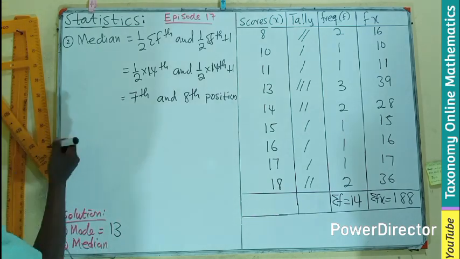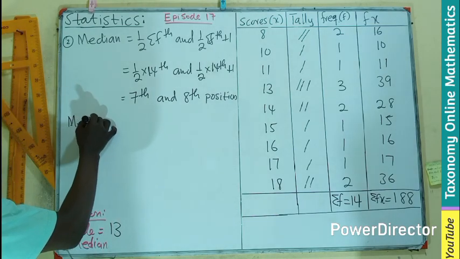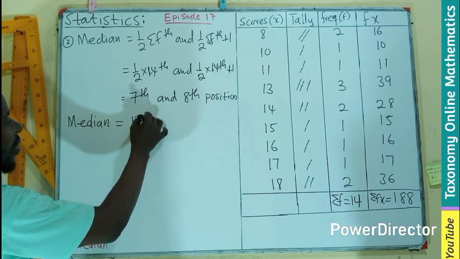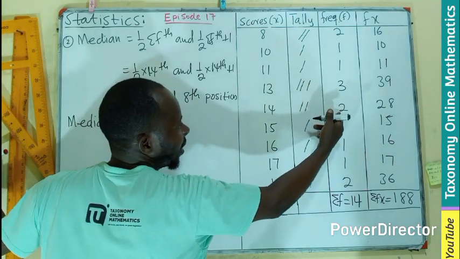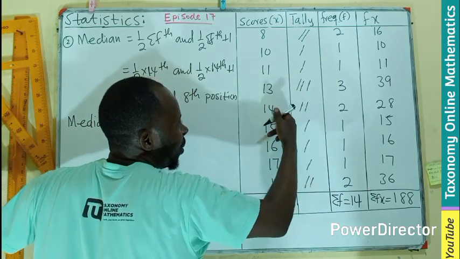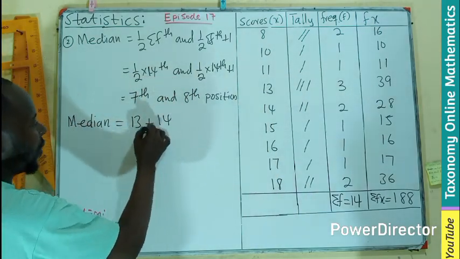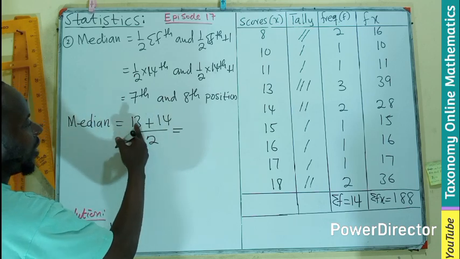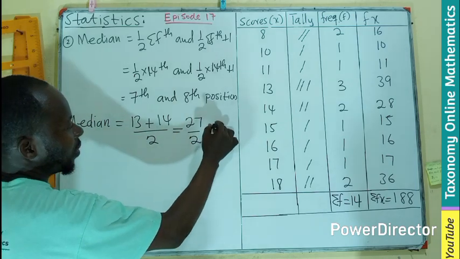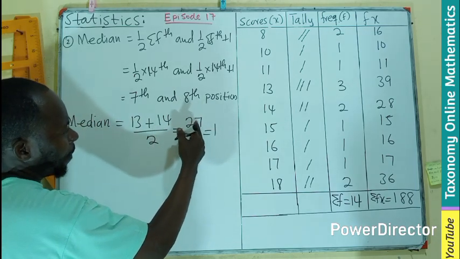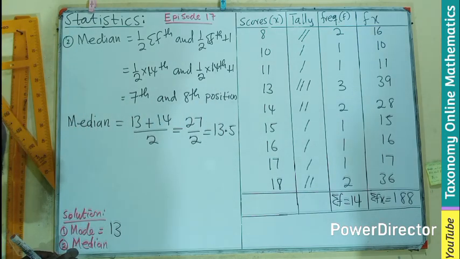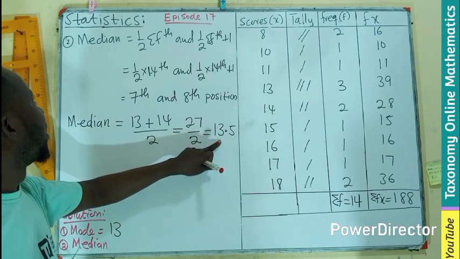So we are going to have this. The median is going to be the arithmetic mean of the 7th position, which is 13, and the 8th position, which is going to be here, because this is 3, 4, 7, 9. So we counted 14. So 14 divided by 2. This gives you 27 divided by 2. That should be 13.5. So we have 13.5. So that is for the median.